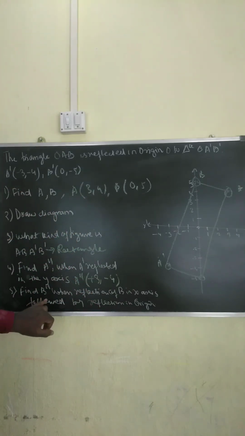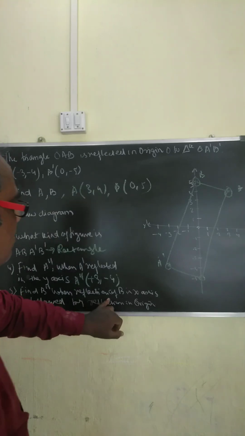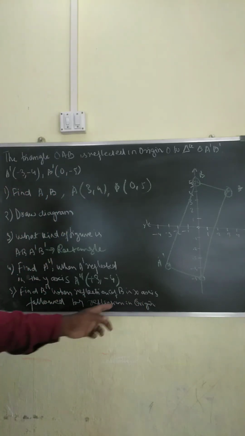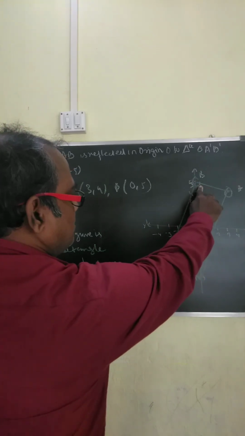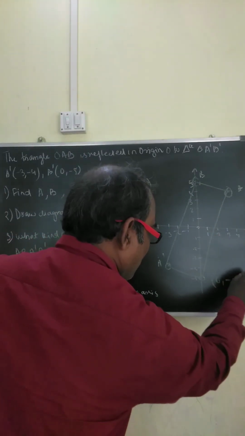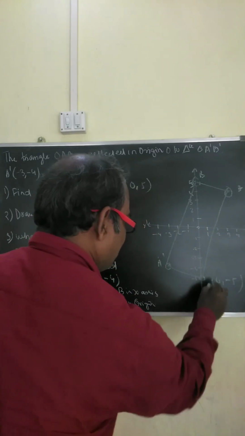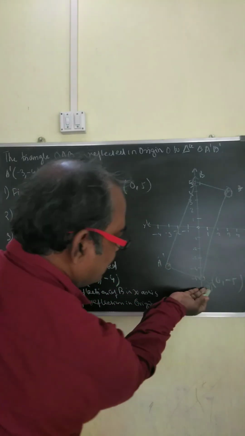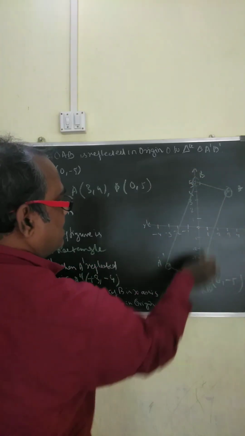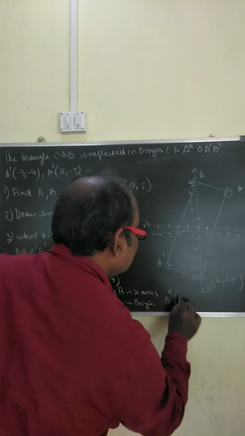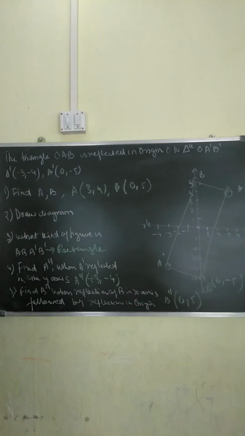Next, find B double dash when the reflection of B is in the x-axis. This is B. Reflection of B on the x-axis is (0, -5). Then it is followed by the reflection in the origin. Again, it has been followed by the origin, so B double dash is (0, 5).